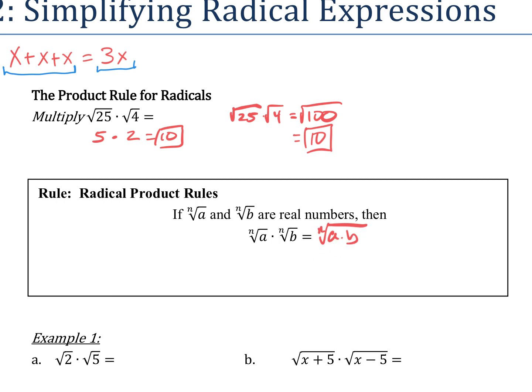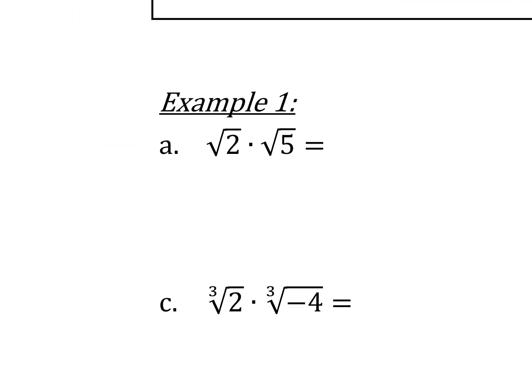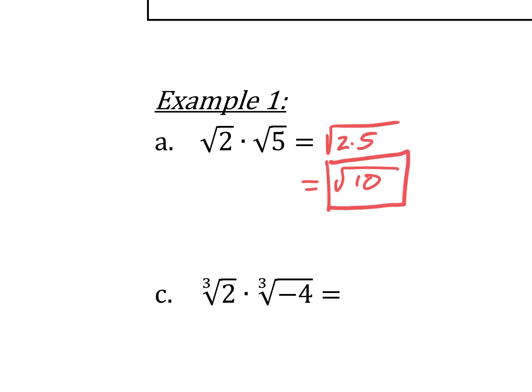Okay? So, let's see how that works. So we've got the square root of 2 times the square root of 5. Well, that's just going to be the square root of 2 times 5. We can put them under one square root, and that is the square root of 10. So that is simplified right there, okay? All right.